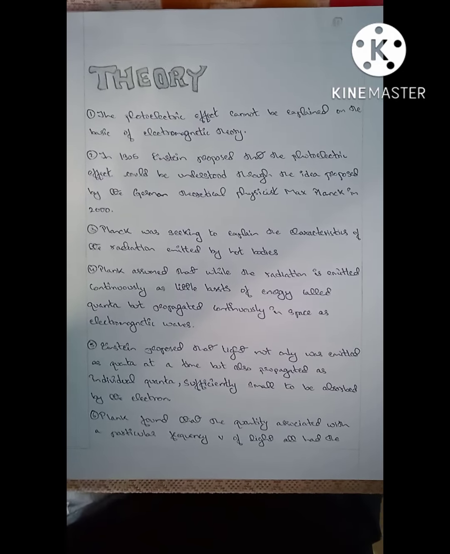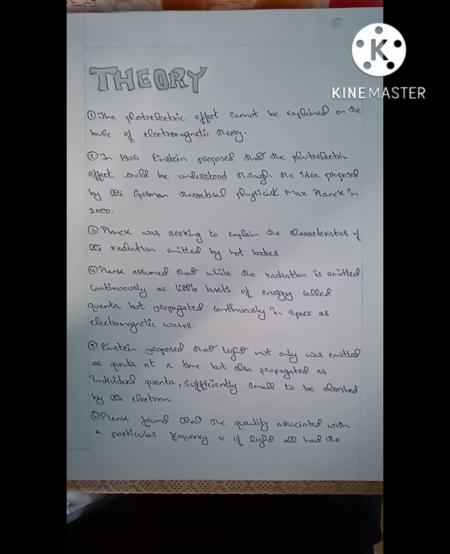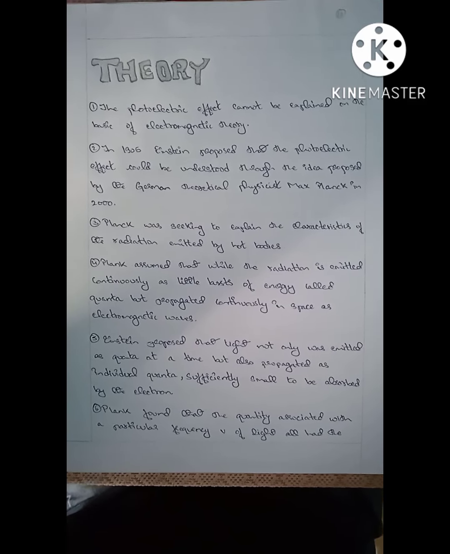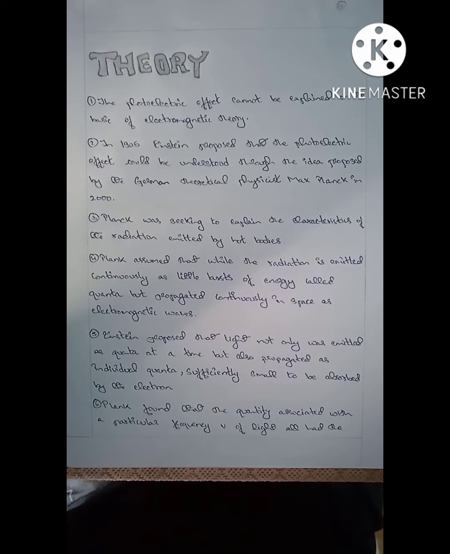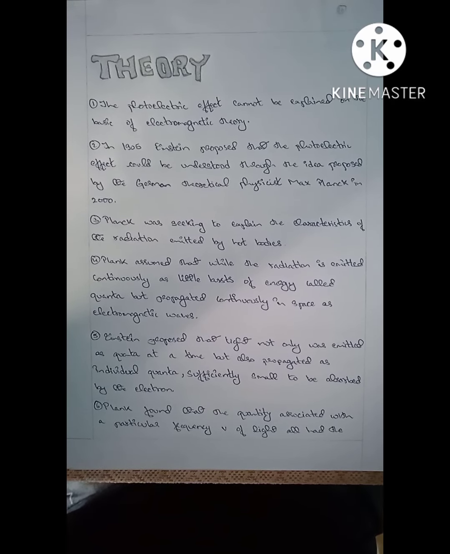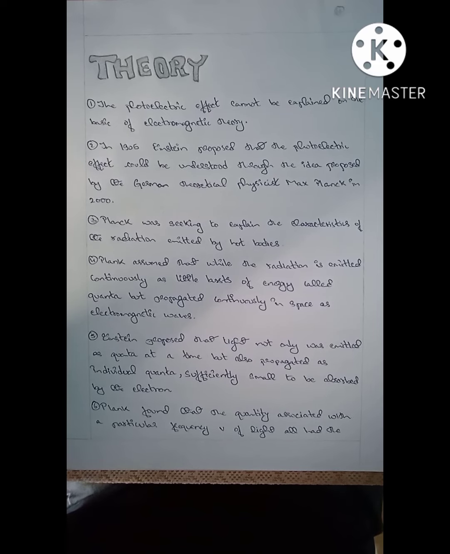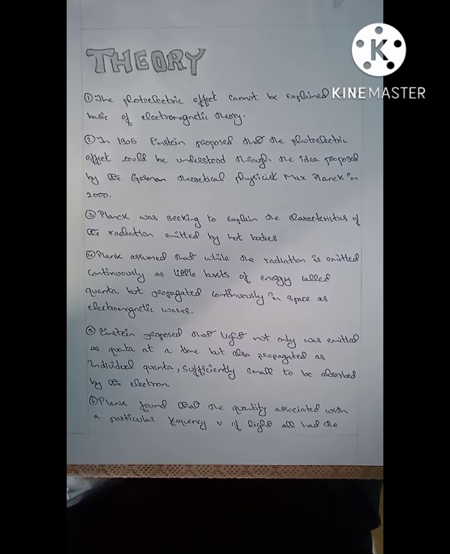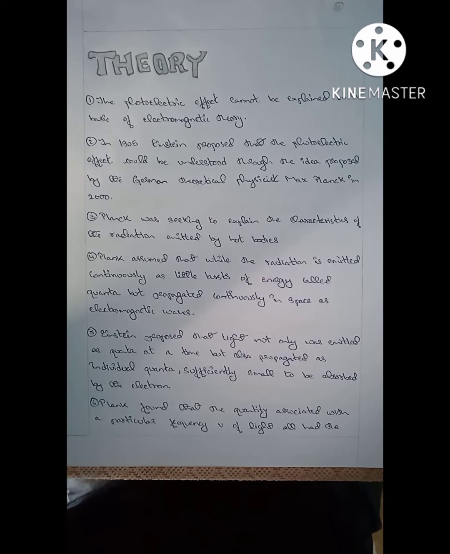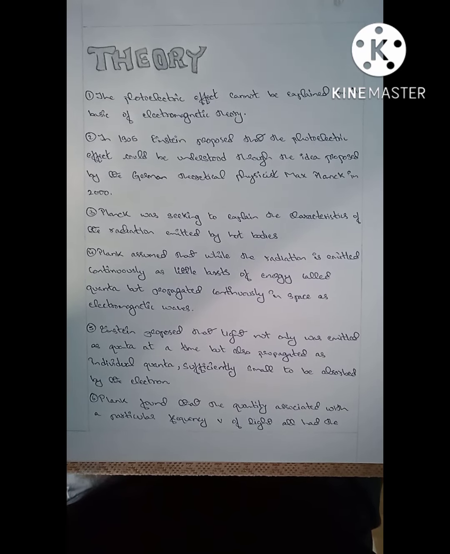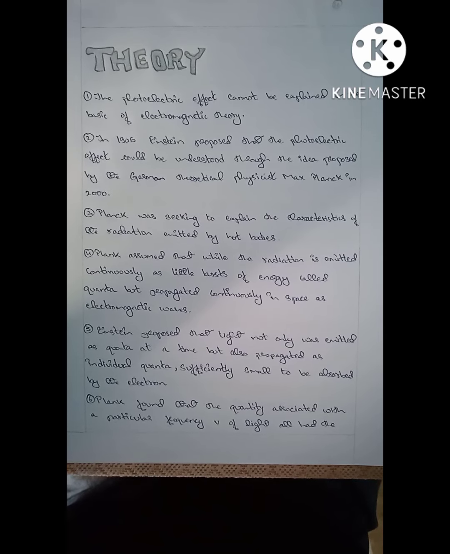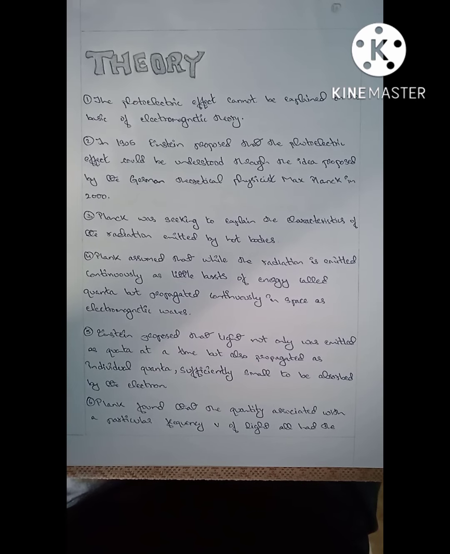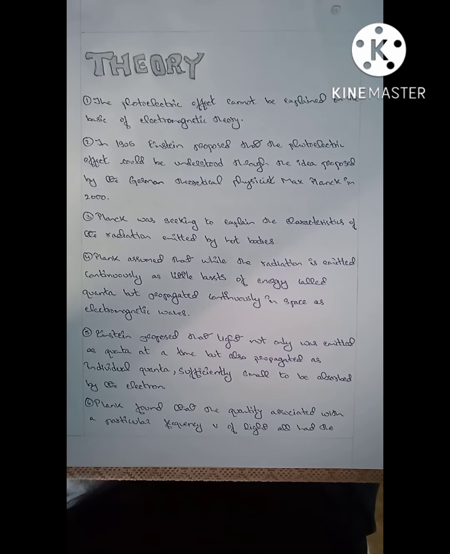Number 3, Planck was seeking to explain the characteristics of the radiation emitted by hot bodies. Number 4, Planck assumed that the radiation is emitted as little bursts of energy called quanta, but propagated continuously in space as electromagnetic waves. Number 5, Einstein proposed that light not only was emitted as quanta, but also propagated as individual quanta, sufficiently small to be absorbed by an electron.